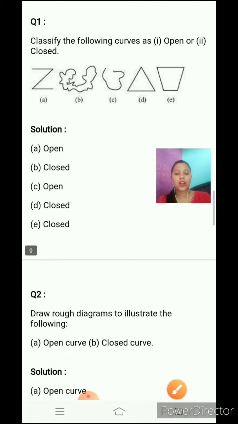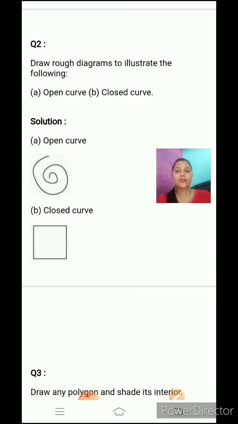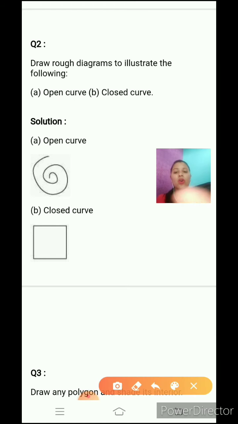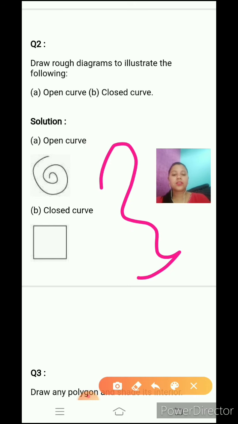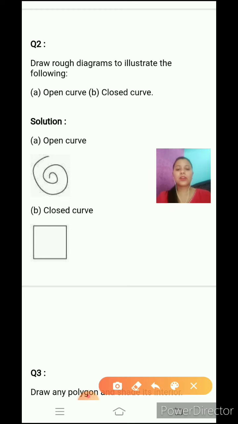Now come to question number 2. Draw rough diagrams to illustrate the following: open curve or closed curve. In your screen you can see the answer of question A and B. We have to draw 2 diagrams, one for open curve and another one for closed curve. It's not necessary to draw this one only. You can draw it like that, or it's totally up to you.